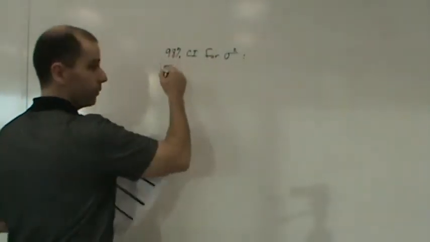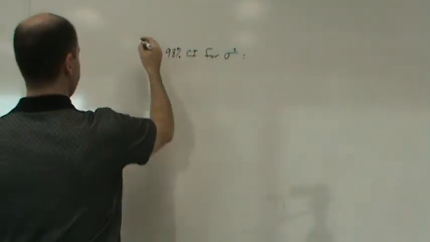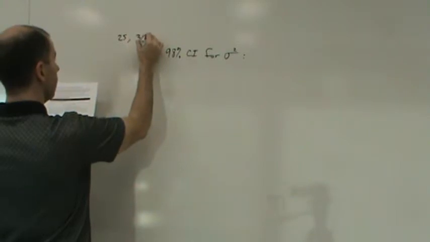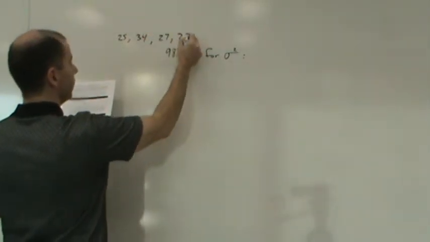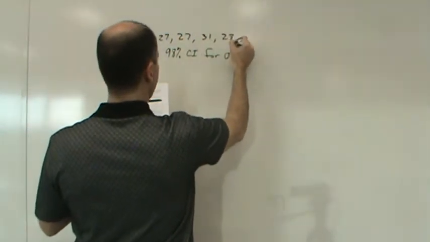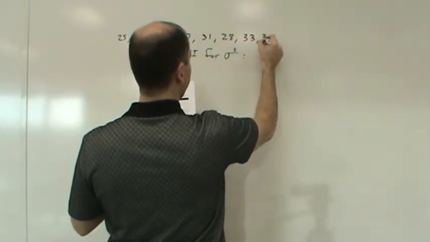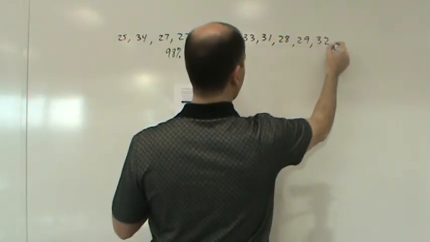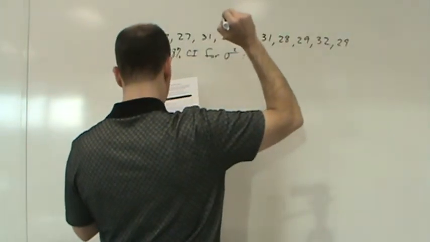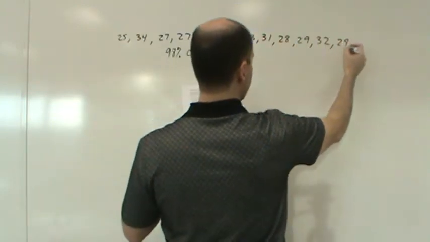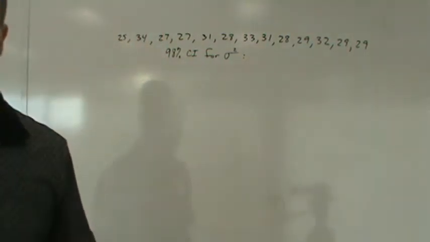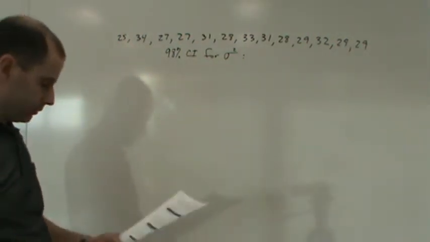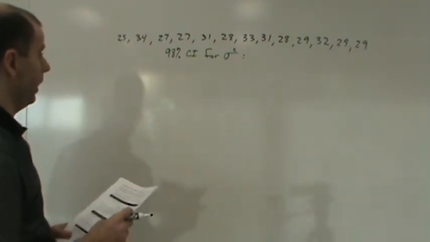And so here's the data. Okay, so here's the data I'm going to write out. So these are all the weights in pounds. 25, 34, 27, 27, 31, 28, 33, 31, 28, 29, 32, 29, and the last one is 29. Okay, I just want to make sure I get all those on there. Okay, I did. So now, those are the 15 weights of the randomly selected dogs. So now, based on this, I want to construct a confidence interval.